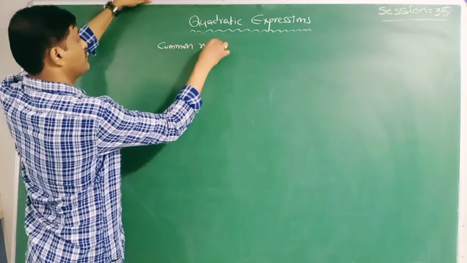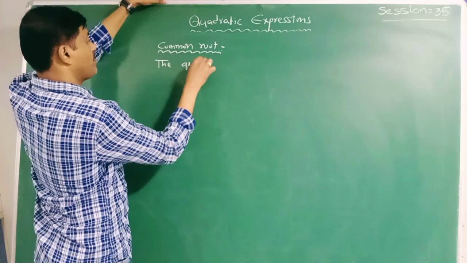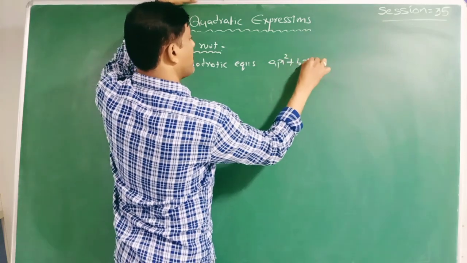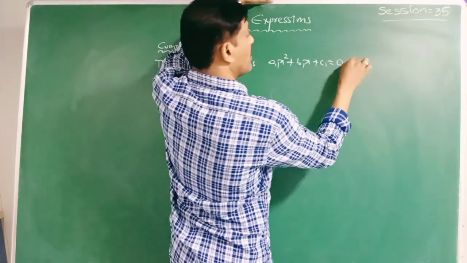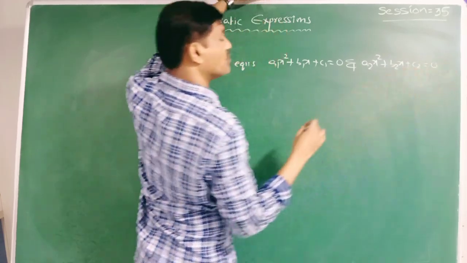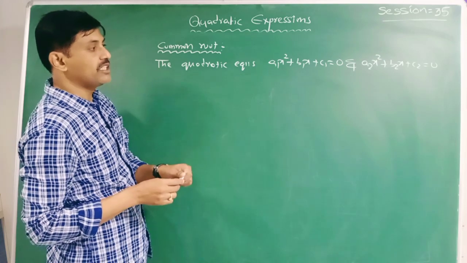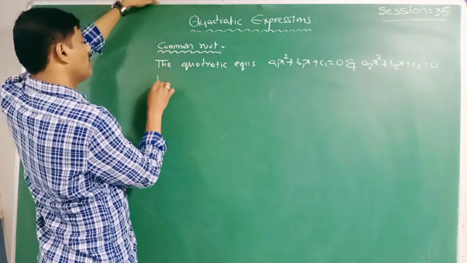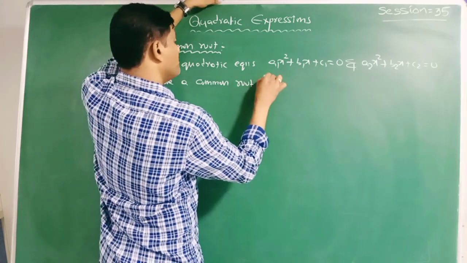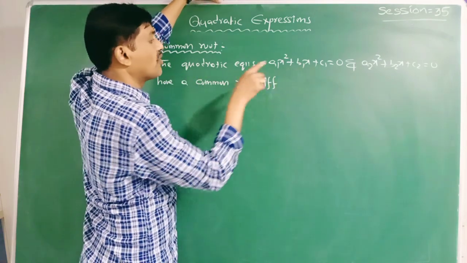Common root. The quadratic equations a1x² + b1x + c1 = 0 and a2x² + b2x + c2 = 0 have a common root if and only if, that is a necessary and sufficient condition for these quadratic equations to have a common root.